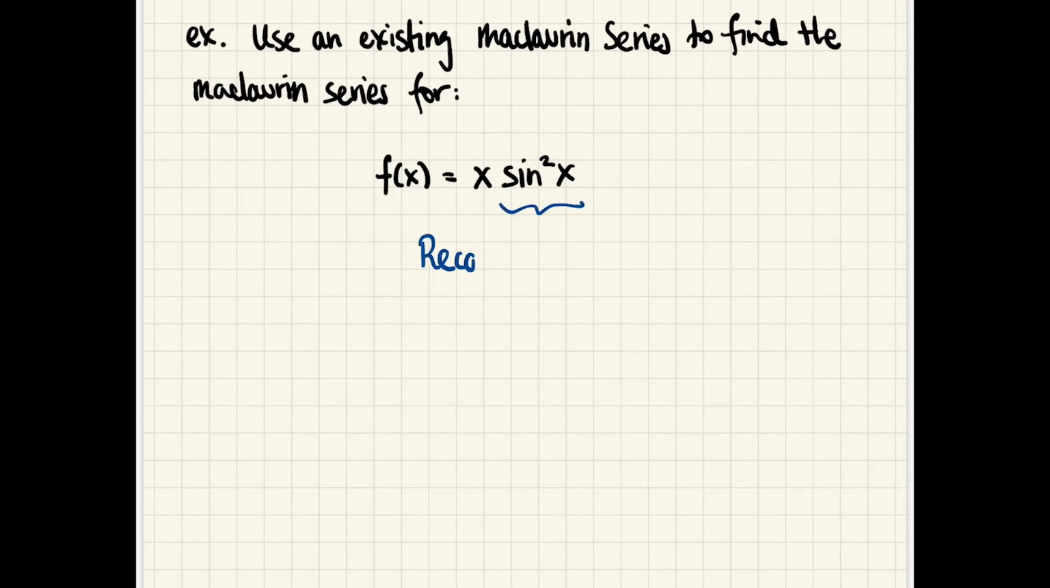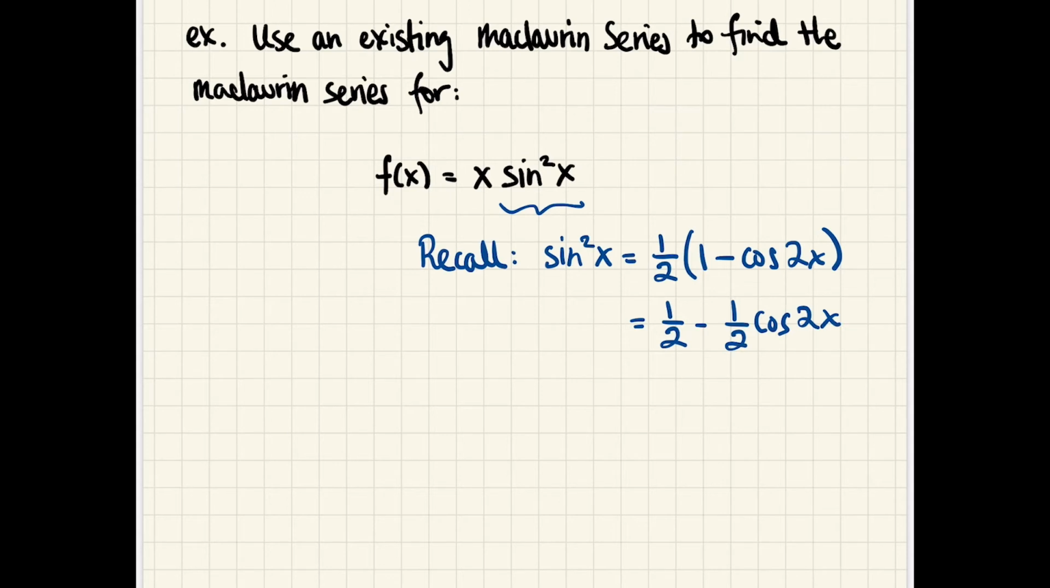So let's recall that sine squared of x is 1/2 of 1 minus cosine of 2x. That's an identity that you used all the time in calculus in order to integrate even powers of sine. So specifically, it's probably more convenient to write it like this for our purposes today. This means that f of x is really x over 2 minus x over 2 cosine of 2x.